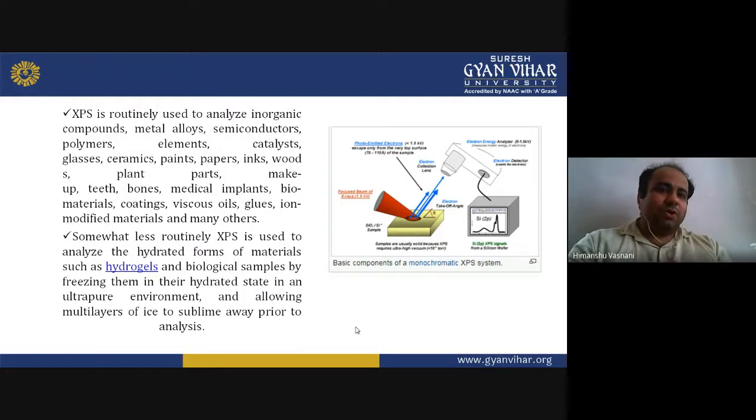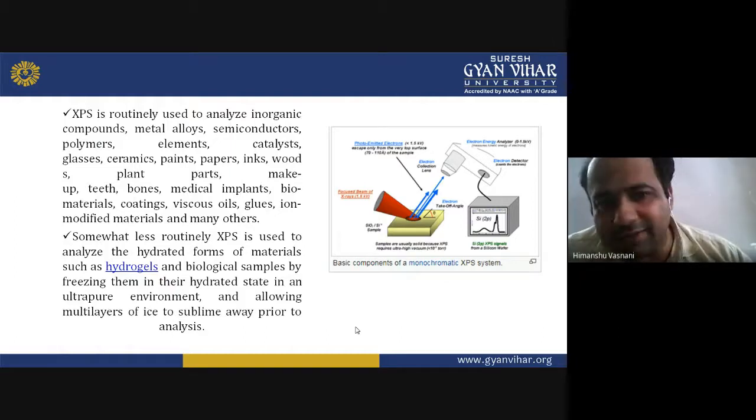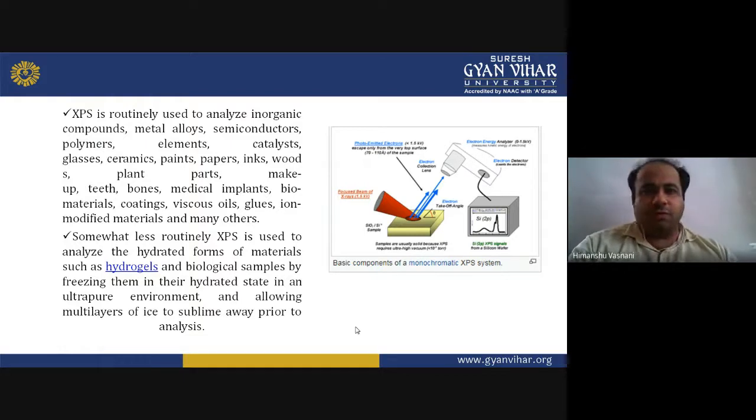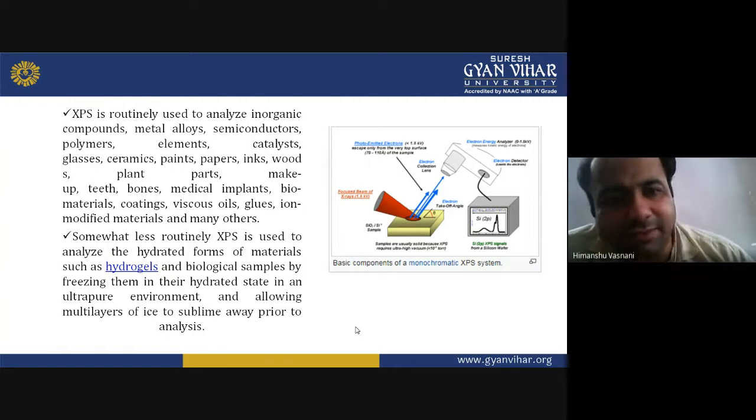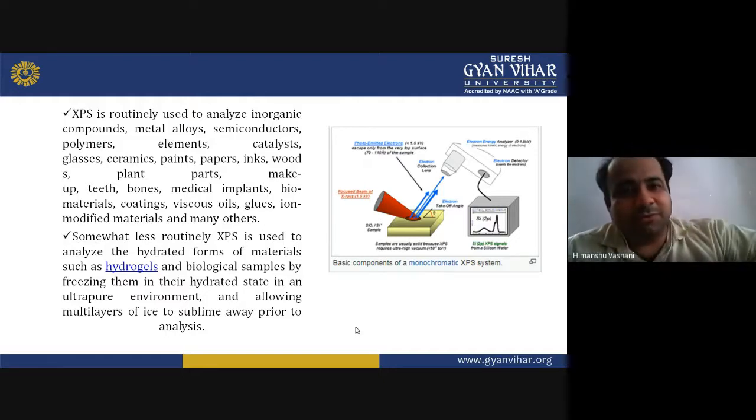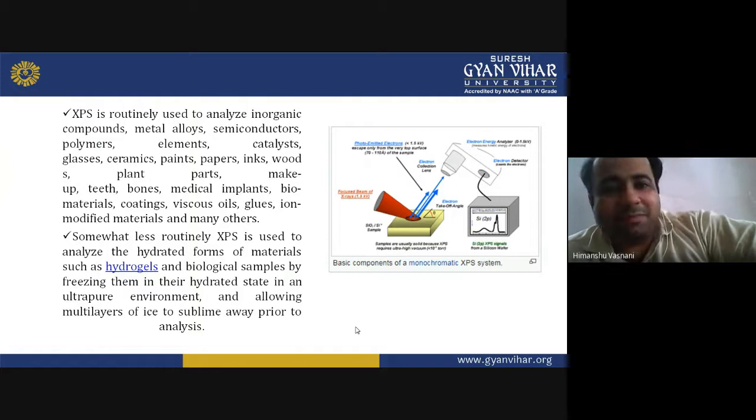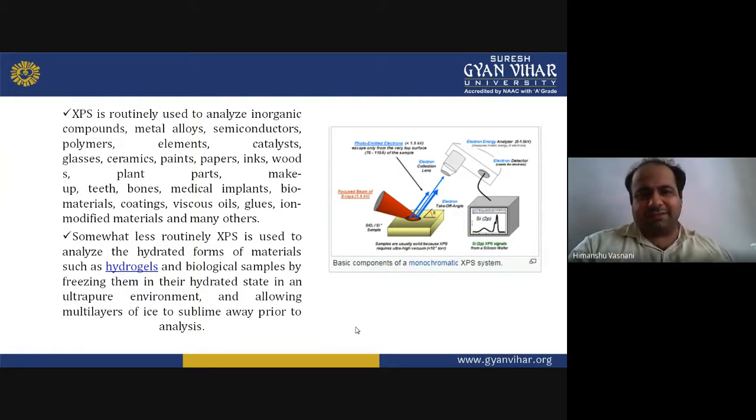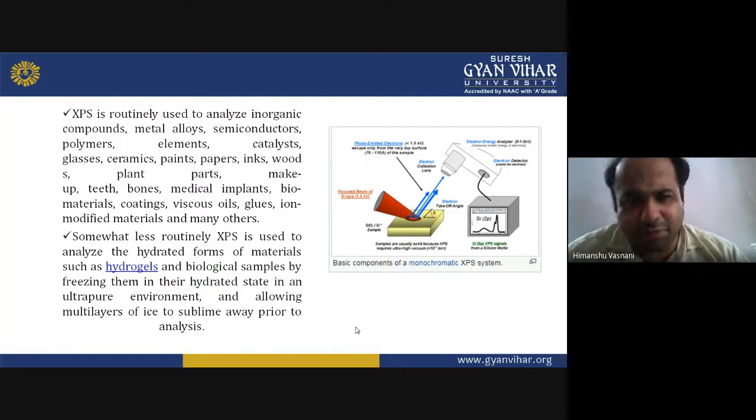Okay, this XPS is routinely used to analyze inorganic compounds, metal alloys, semiconductors, polymers, elements, catalysts, glasses, ceramics, paints, papers, inks, woods, plant parts, makeup, teeth, bones, medical implants, biomaterials, coatings, viscous oils, glues, ion modified materials, and many others. So vast applications.